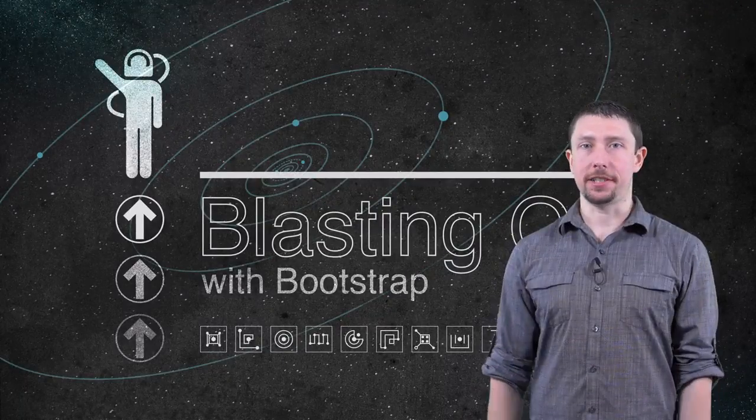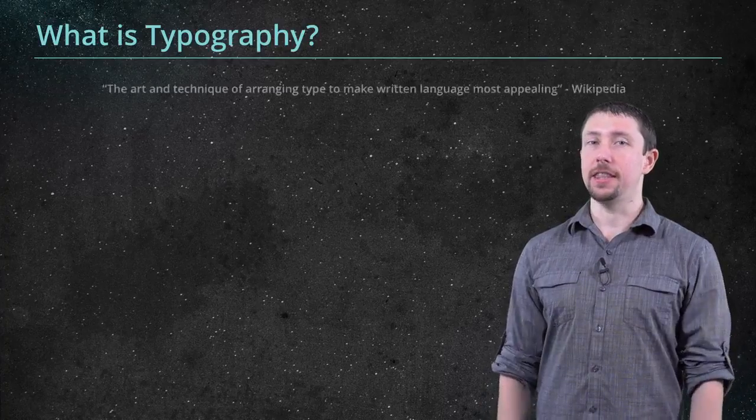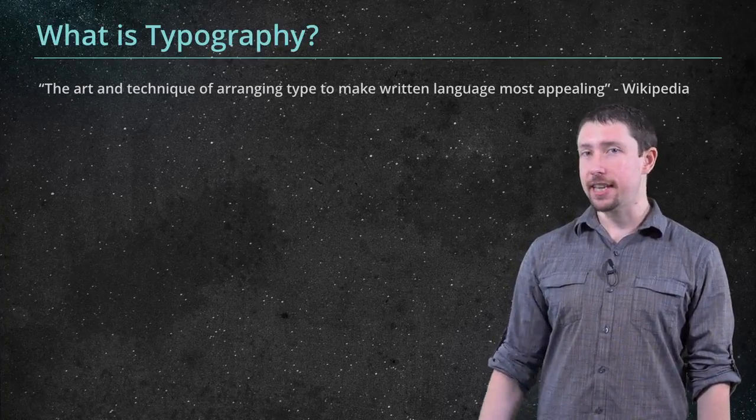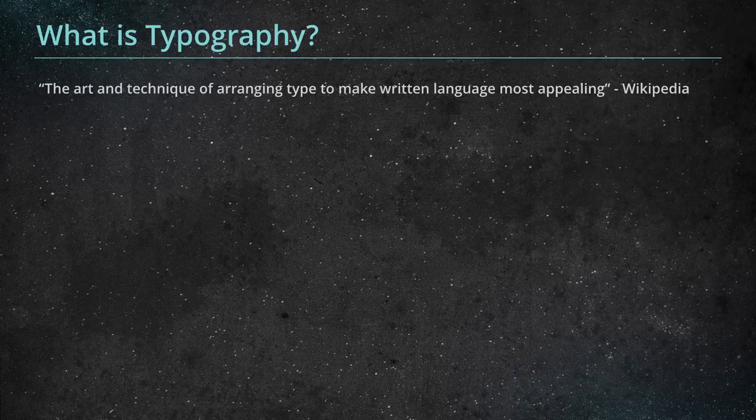Welcome back to Blasting Off with Bootstrap. This is level 3, typography. So what exactly is typography? Well, Wikipedia defines it as the art and technique of arranging text on the page to make it the most appealing. In the web world, when we talk about typography, we're generally concerned with fonts, including what font, the size, the position, color, and how to make them work together.